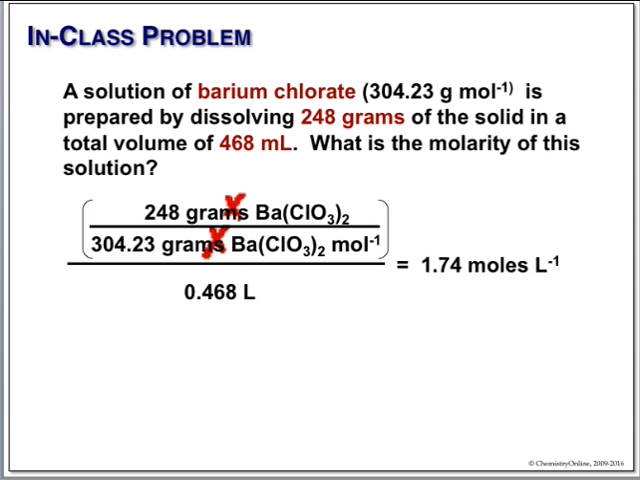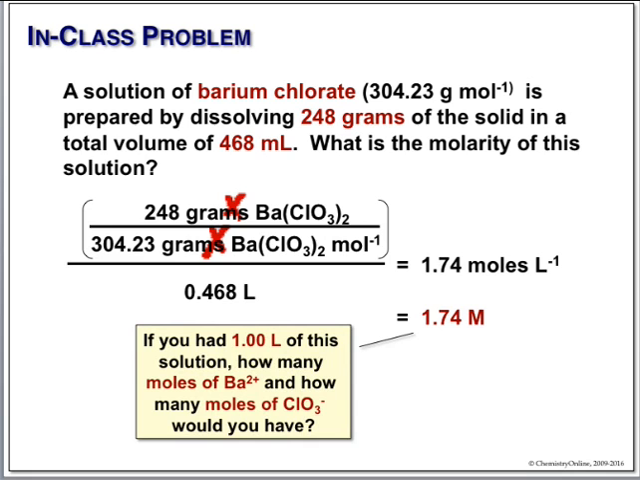All right, now, what if I ask you, in this solution, at 1.74 molar, in 1 liter, how many moles of barium do we have? And how many moles of chlorate? Remember to get your mole ratios. You just go to your formula. In barium chlorate, 1 barium chlorate, how many moles of barium are there? One. And how many moles of chlorate? Two.